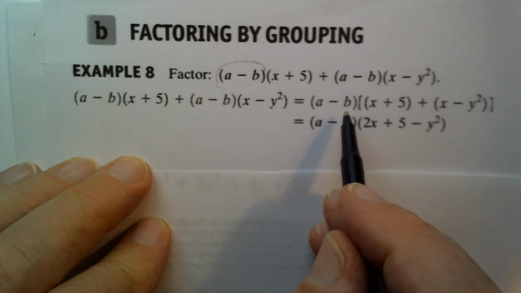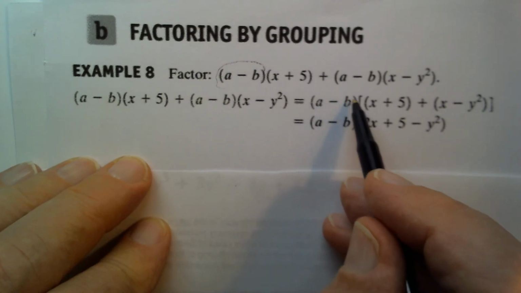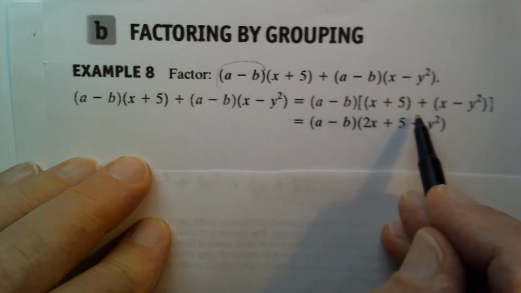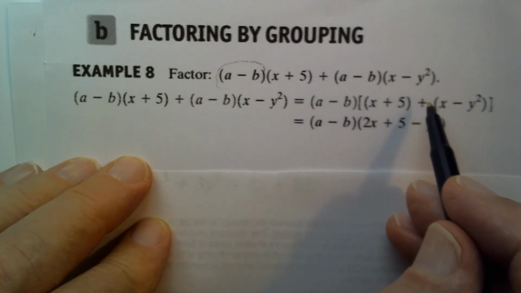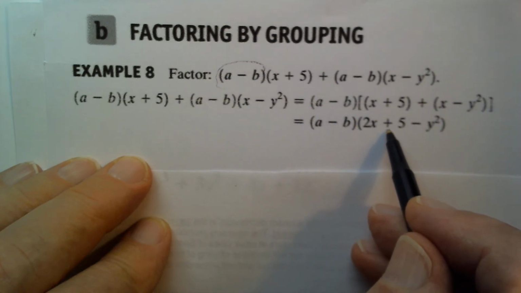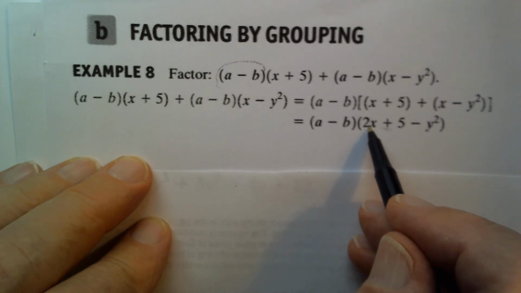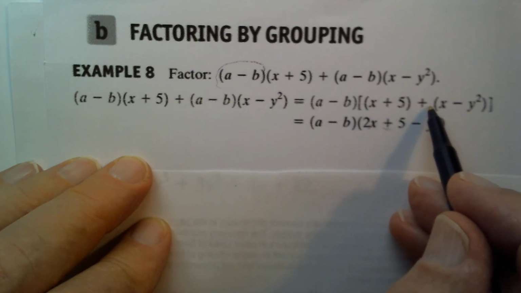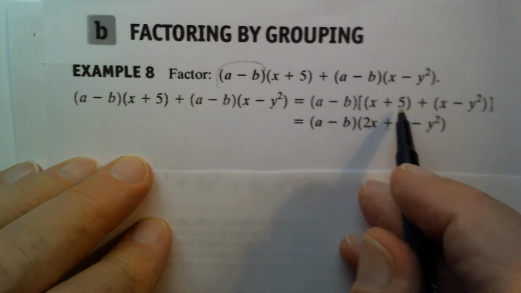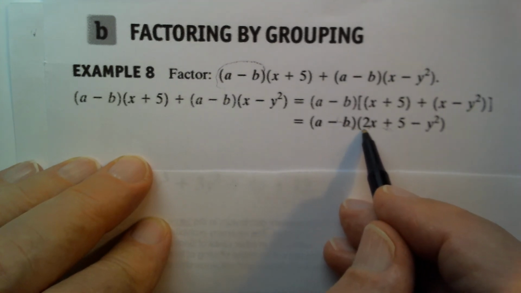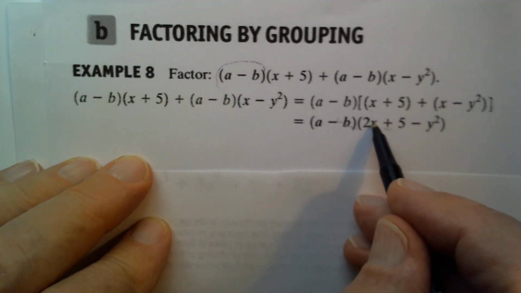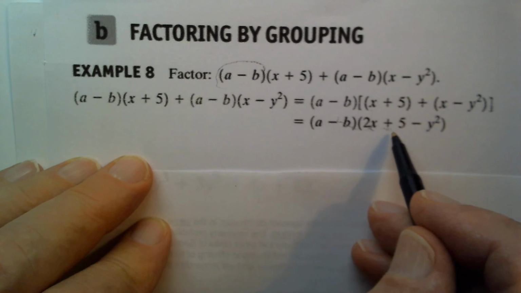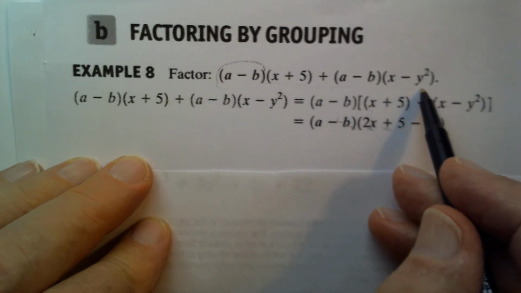That's inside the brackets. If you do it in reverse, you multiply a minus b times x plus 5, and you get a minus b times x minus y squared, so what we started out with. So now all we need to do is simplify the expression inside the brackets. We drop the parentheses because they're both preceded by plus signs, so we don't need to do anything extra. So then that becomes (a minus b) times, and then x plus x is 2x, and there's a 5, and there's a minus y squared. So that is the factorization of this expression here.